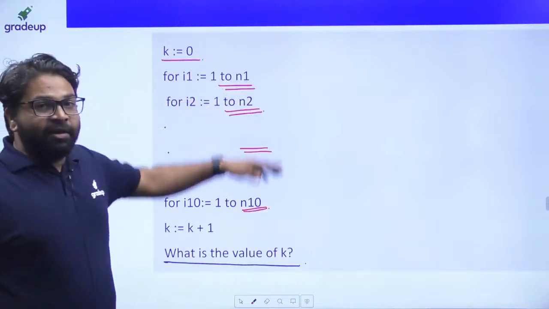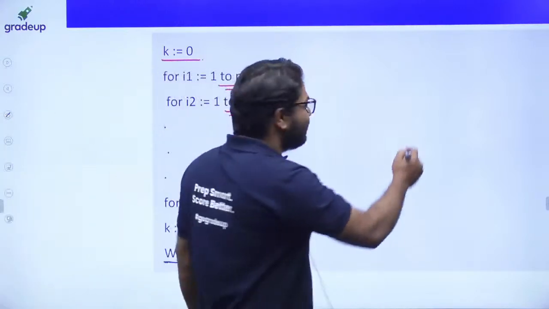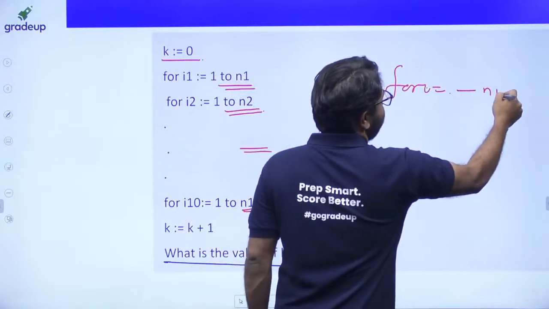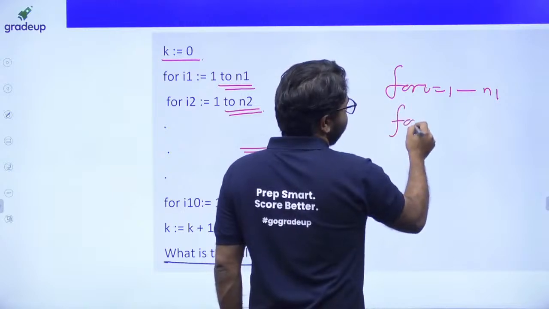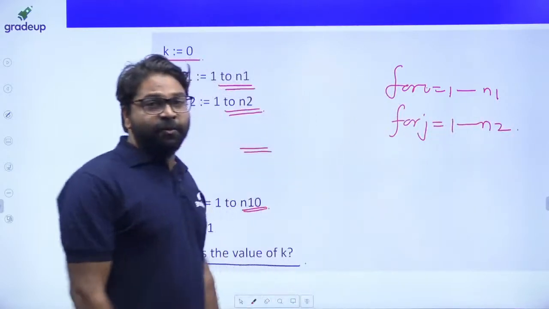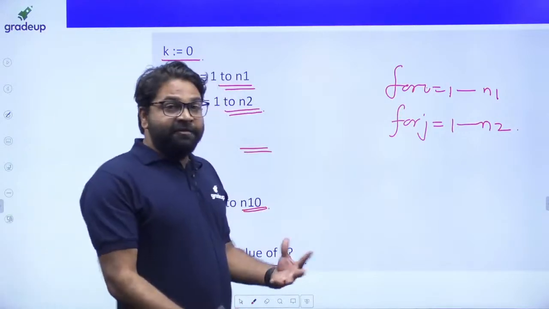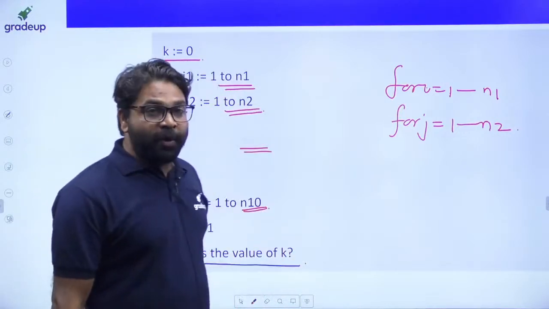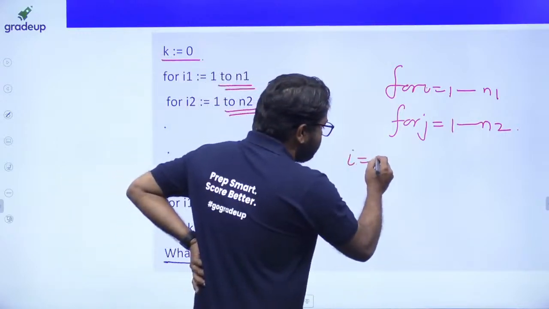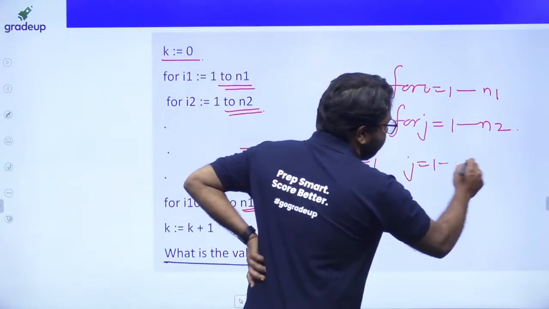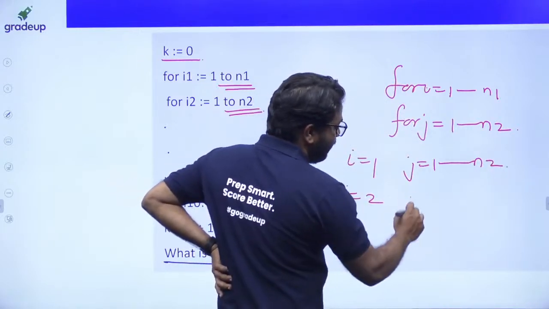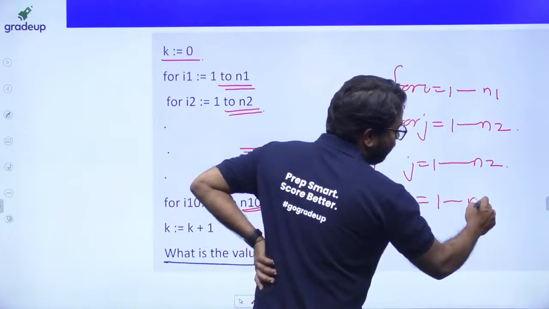Okay sir, I am not getting this particular thing. Okay, let me explain this. For i that is moving from 1 to n1, let's consider j that is moving from 1 to n2. If I ask you how many times the loop will run: when i is 1, then j is moving from 1 to n2. When i is 2, nested loop, then j is moving from 1 to n2.